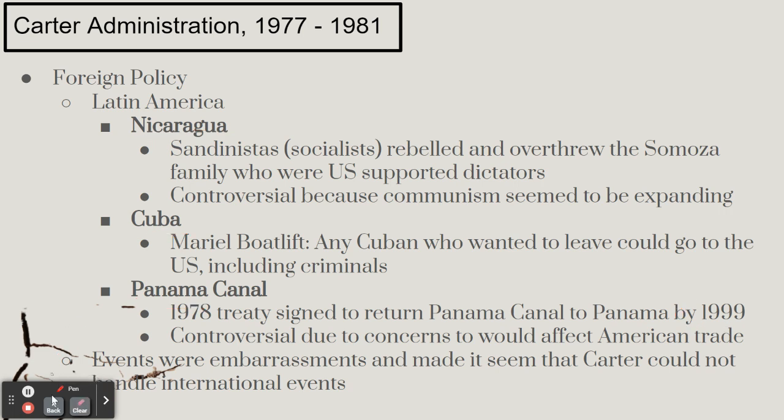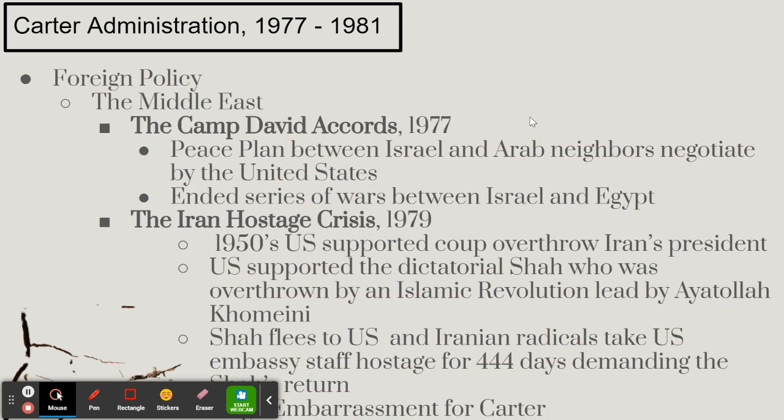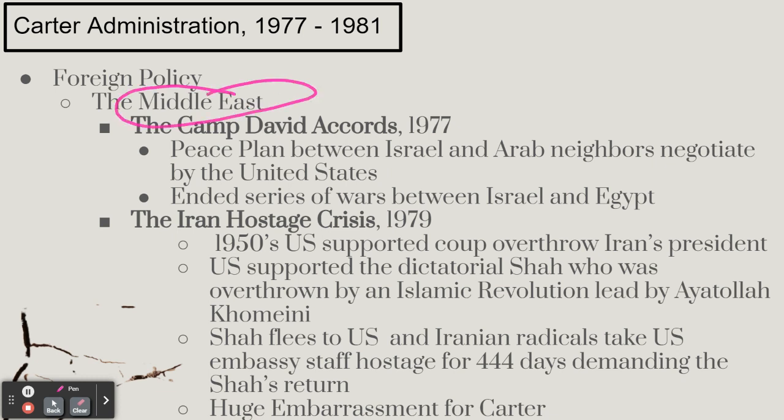And a lot of people are going to see in the election, they're going to vote for somebody who they think is very experienced. He did have some good victories, though. He had some things that he did very, very well. And one of those is his handling of the Middle East, and especially with the Camp David Accords here. So the Camp David Accords, these were a peace plan between Israel and all of its Arab neighbors.